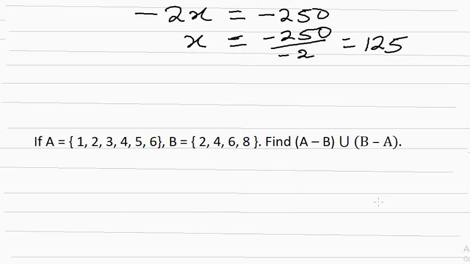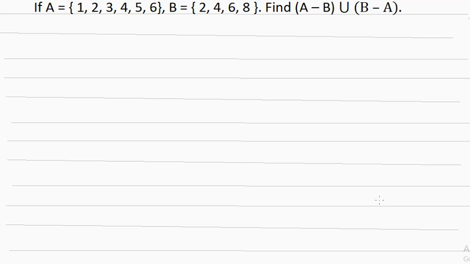So going further, now I have another question here. Okay, solution. All right, here we go. So the question goes this way. If A is a set of numbers, the set is 1, 2, 3, 4, 5, 6, and B is 2, 4, 6, 7. So we have to find A minus B, then union B minus A.